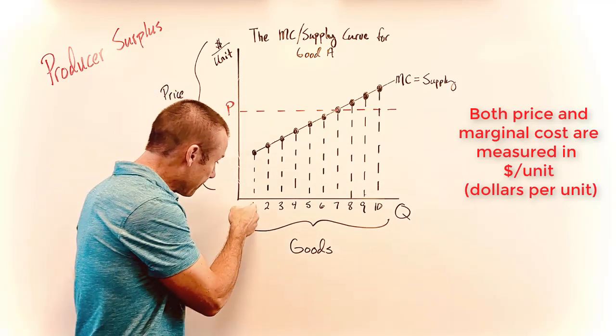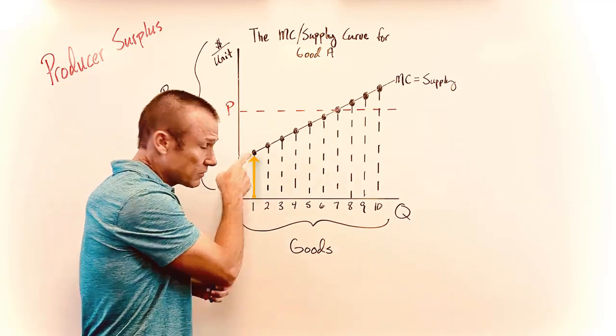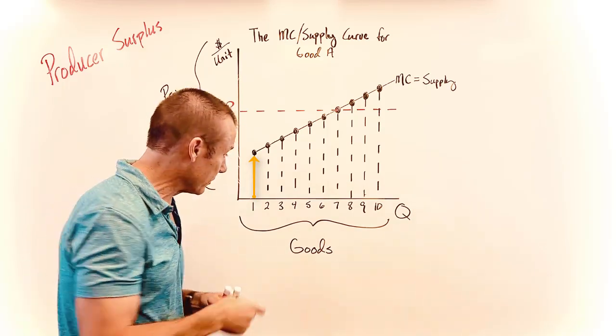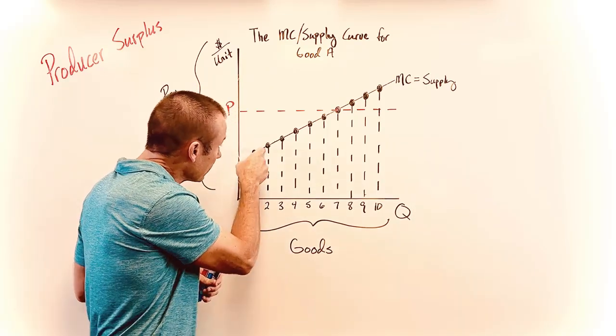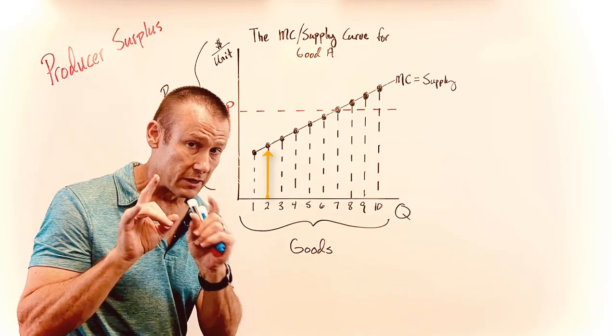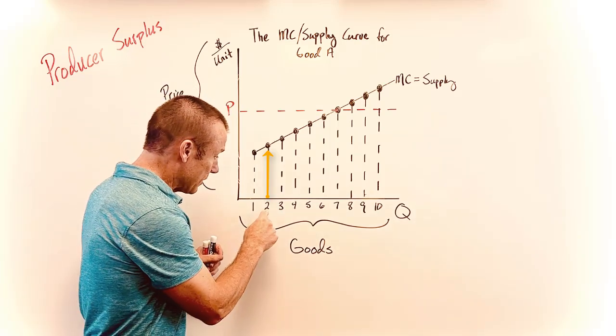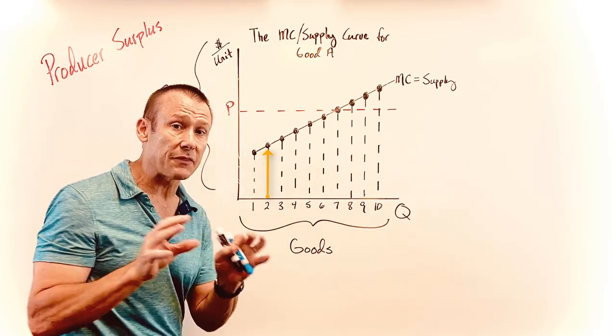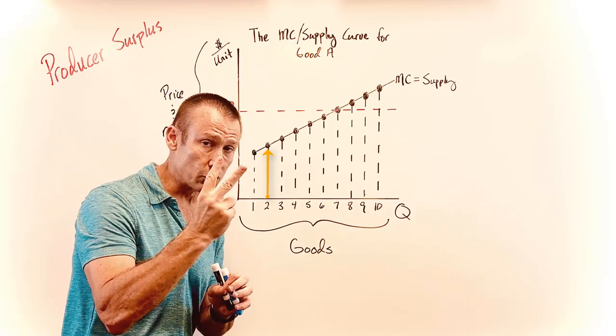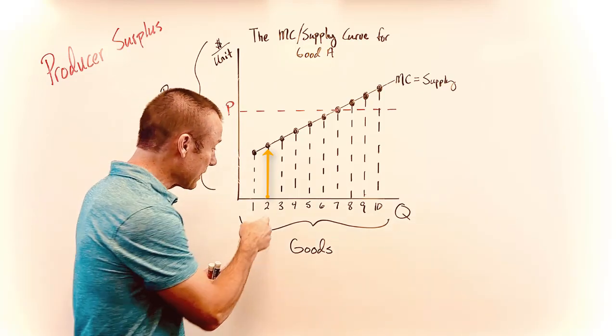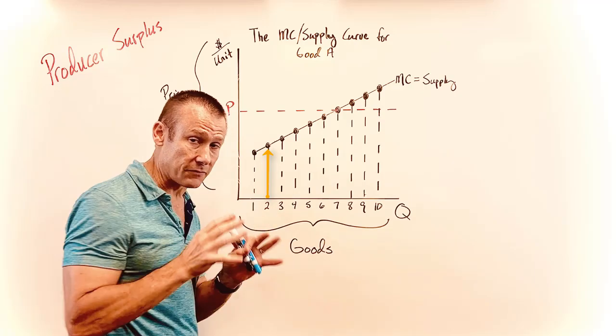So again, for that first good, that vertical distance right there is the cost of providing that good. And for the second good, this is the cost of providing the second good. So important that students understand that this vertical distance is not the cost of supplying two goods, it's the cost of supplying the second good. That's a different thing, guys.